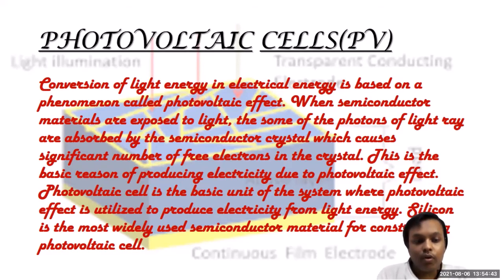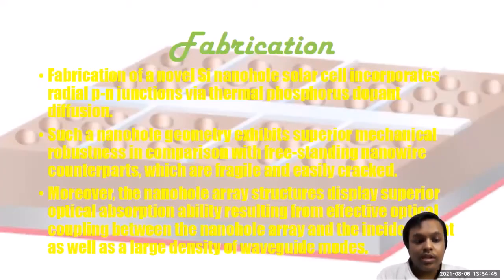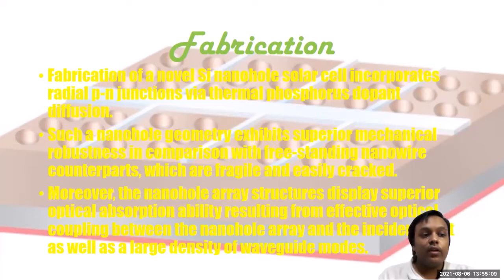Now I will explain the silicon nanohole solar cell. This cell incorporates radial N and P junctions in which phosphorus is used as a dopant, a little about which you have seen in our course book in the chapter The Solid State. This geometry makes it robust. Moreover, these arrays provide much better optical absorption.